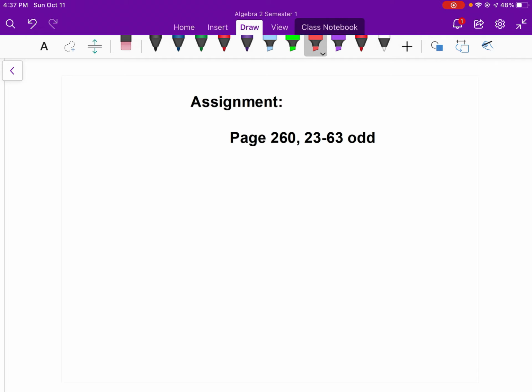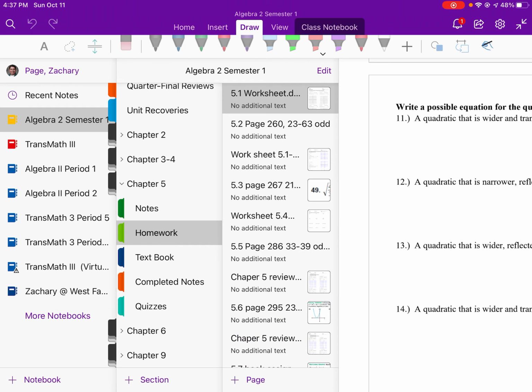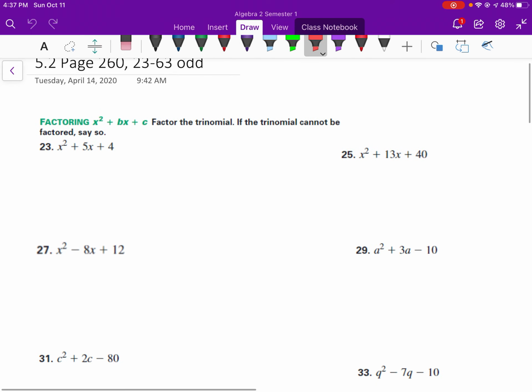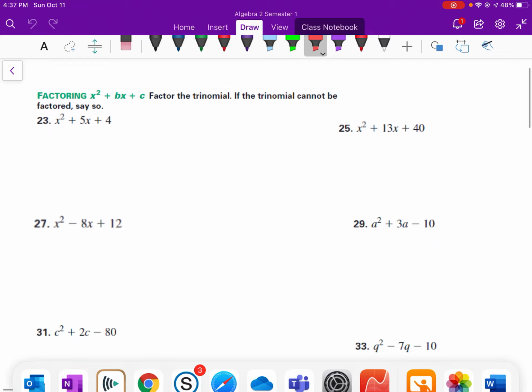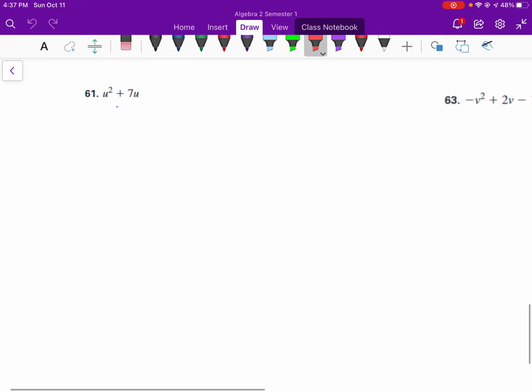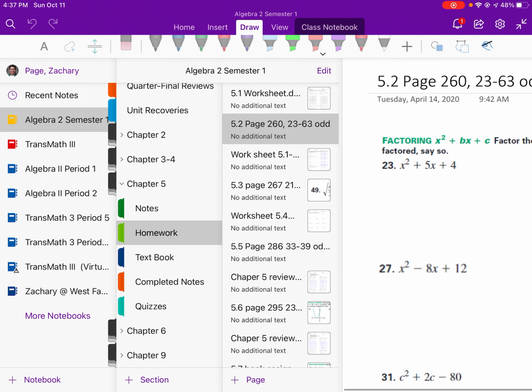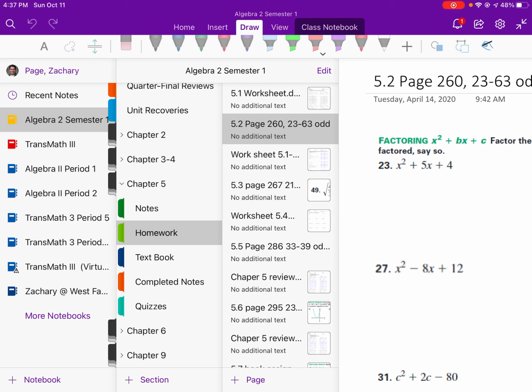Factoring. Okay, again, this is probably the most important thing to get out of Algebra 2. So I want you guys to do all of the homework, every single homework problem. Okay, so 5.2, 23 through 63 odds. Make sure to go through and factor every single one of those. Okay, if you have questions, this is the lesson to for sure ask them. Okay, so go ahead, get the homework done, and have a good day.